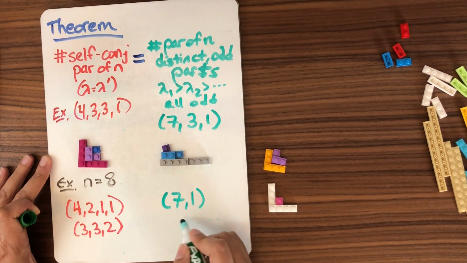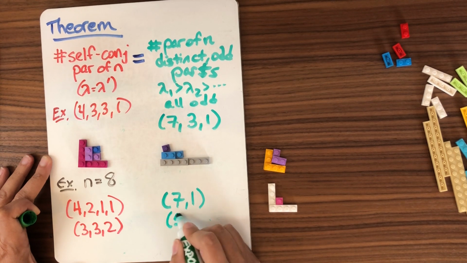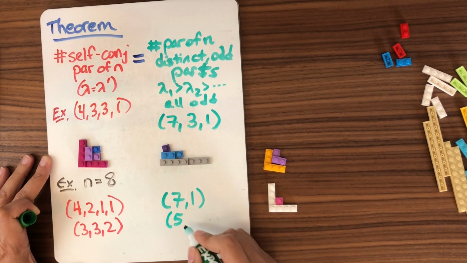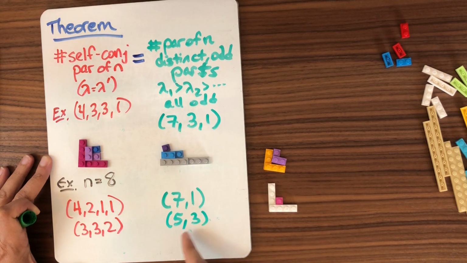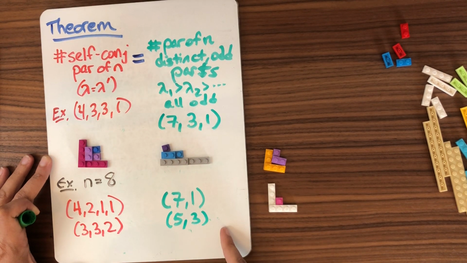What else could I do? Well, I can't start with a 6. 6 is even. I could start with a 5, maybe. And then 5, what's left over? 3. I could put a 3 there. I can't put 5 and then a bunch of 1s, because I'm not allowed to repeat. And I can't put a 5 and a 2, because 2's not odd.